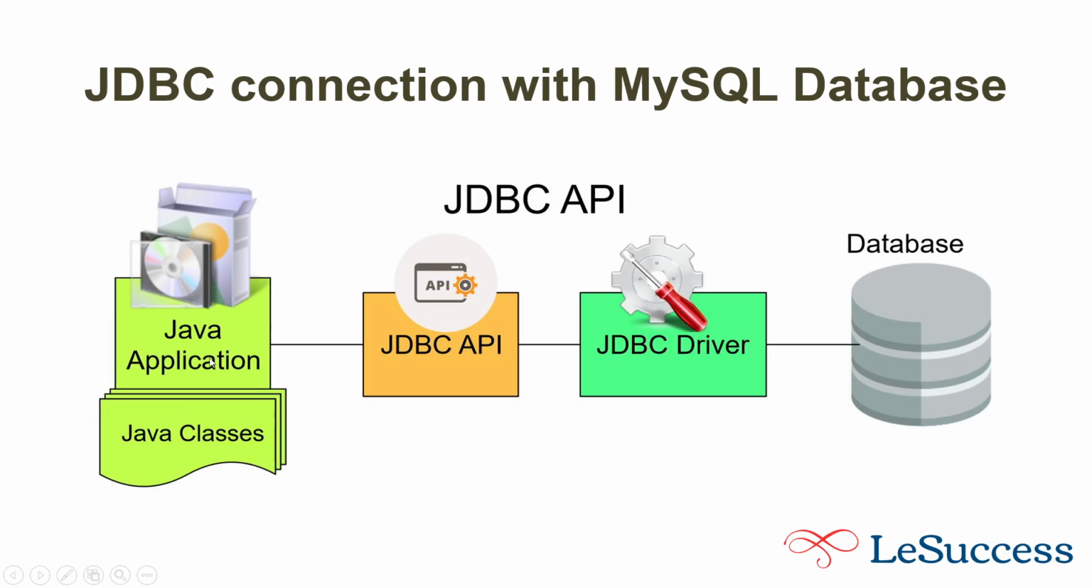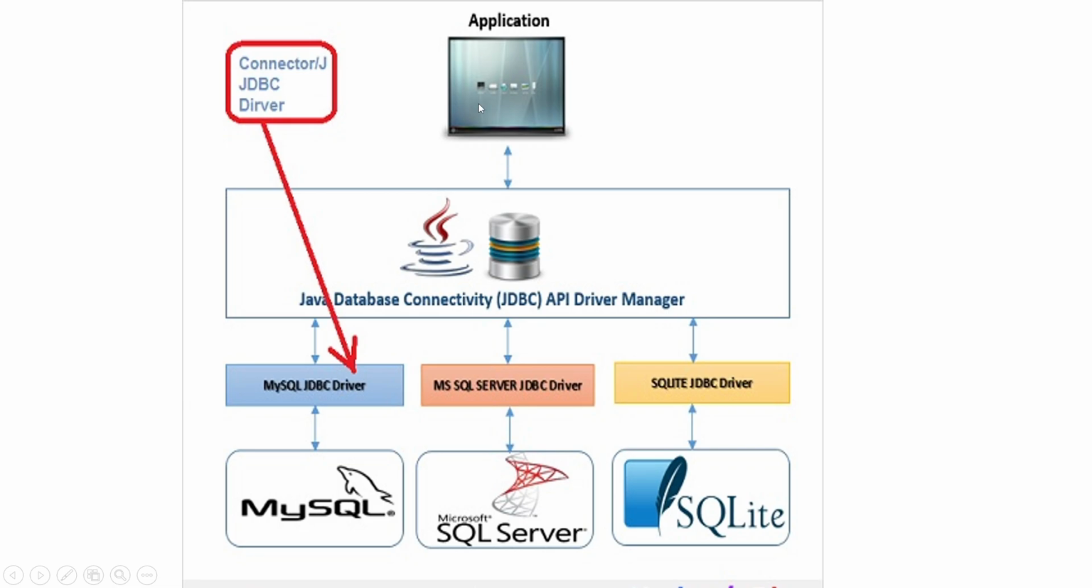These are the two pieces of software: the Java application, where we create the Java code or Java class, and the database, a relational database. These two are connected with the help of the JDBC API, the Java Database Connectivity Application Programming Interface. This driver helps connect the two applications. This architecture shows the Java application and the database connecting as two separate pieces of software.